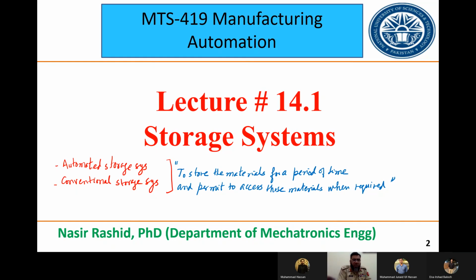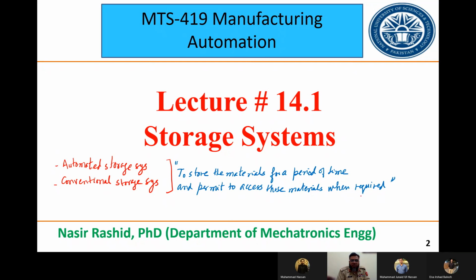So we would be talking about the automated storage system, and then we will be talking about the conventional storage system. So rather, first we will be talking about the conventional storage systems, and then subsequently we will be talking about the automated storage system. So what a storage system should provide us, it should be able to store the materials for a period of time and permit to access those materials when required.